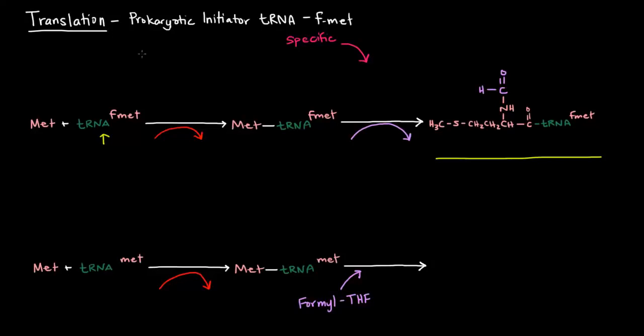In this video, I want to talk about an initiator tRNA that is specific to prokaryotes, and that is the formylated methionine tRNA. Methionine is the amino acid coded for by the start codon. In prokaryotes, their initiator tRNA is a little bit specific. They have a tRNA that's specific for formylated methionine. So this is their initiator tRNA. When methionine joins the tRNA that is specific for formylated methionine, it forms this aminoacyl tRNA here.